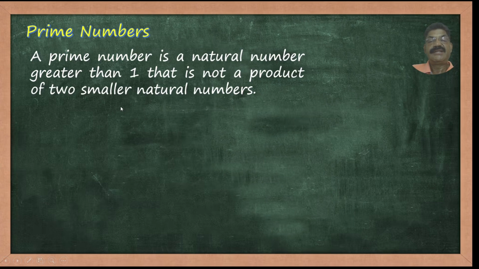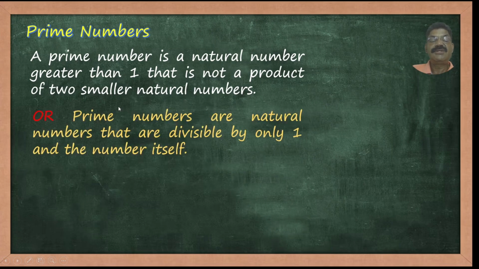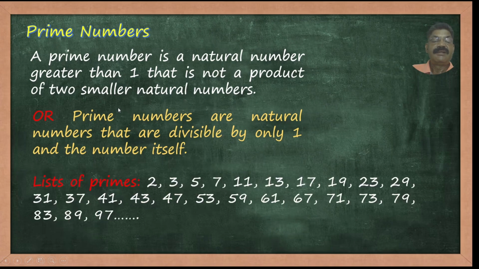Prime numbers. What is a prime number? A prime number is a natural number greater than 1 that is not a product of smaller natural numbers. Or in other words, prime numbers are natural numbers that are divisible by only 1 and the number itself. For example, 2, 3, 5, 7, 11, 13, 17 and so on. All these numbers are divisible by 1 and the number itself, not by any other number.